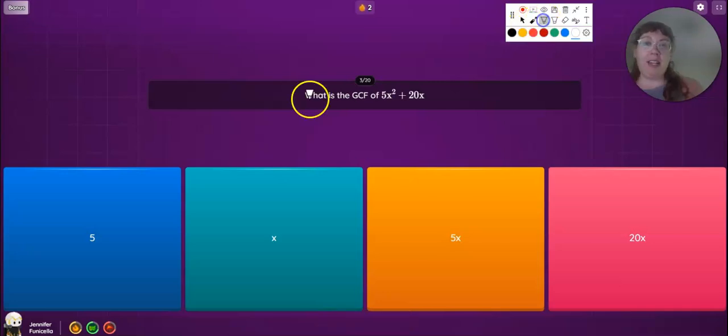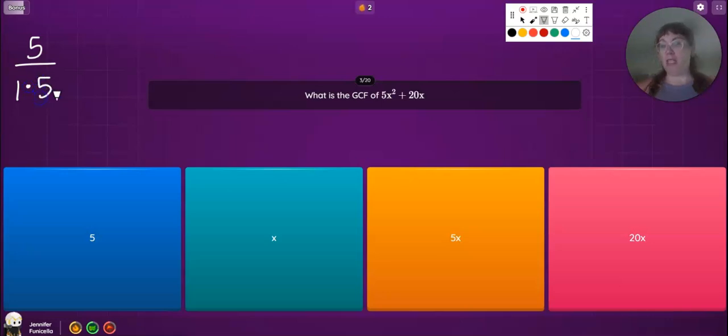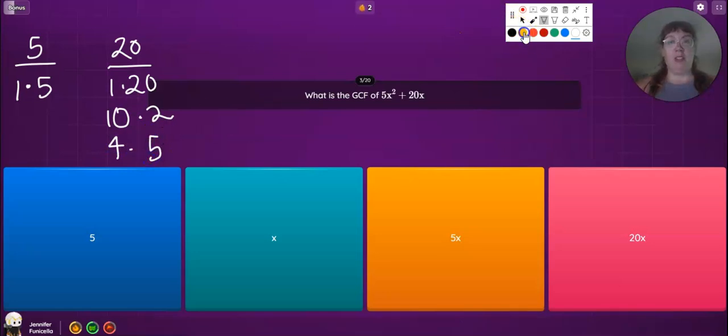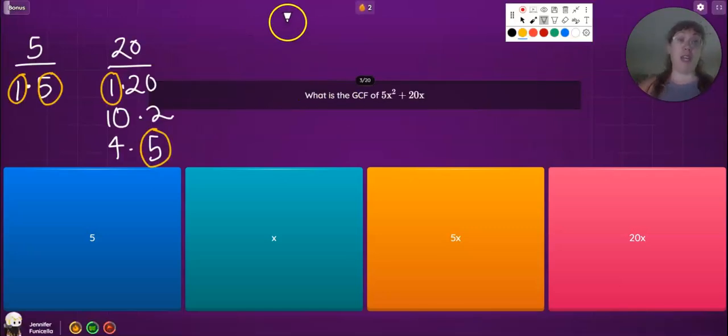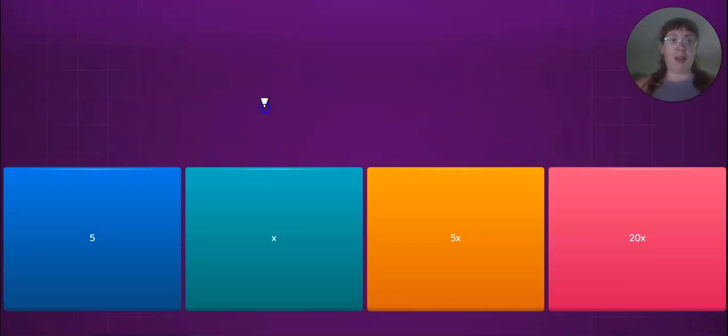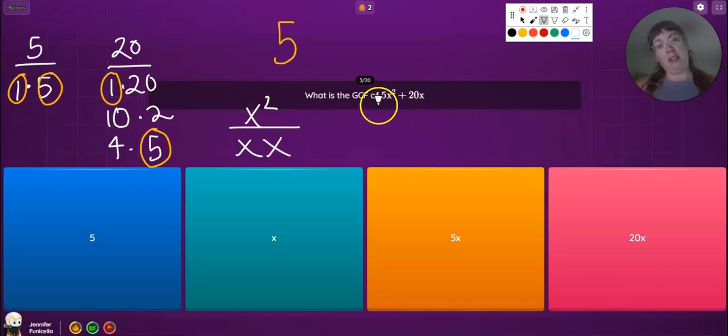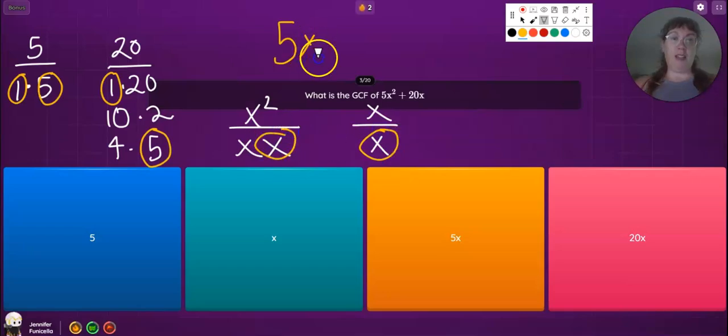What is the GCF of 5x squared plus 20x? So 5 is prime. It's only 1 times 5. 20, we can do 1 times 20, 10 times 2, 4 times 5. So we see 1 and 5 are both common factors. So our greatest common factor is a 5. And then we have an x squared, which is 2 x's, and an x, which is just 1x. So we can also factor out 1x. So there's our GCF of 5x.